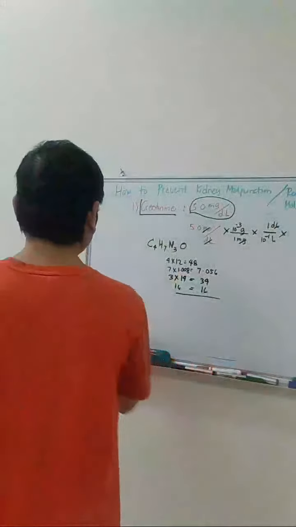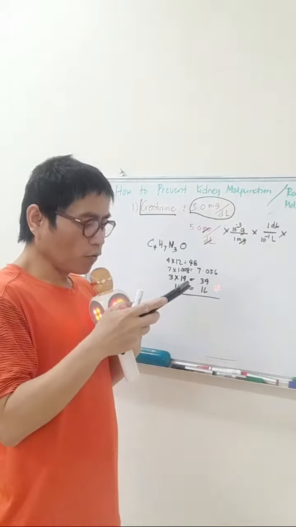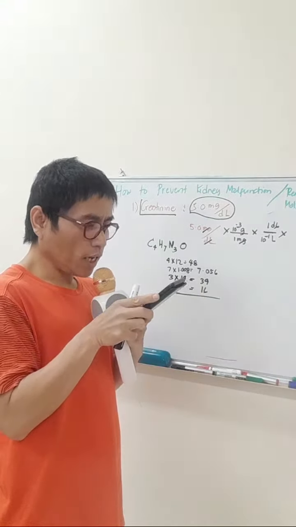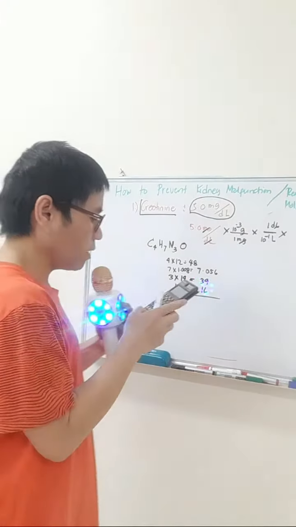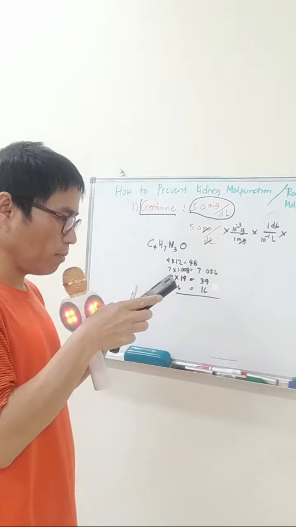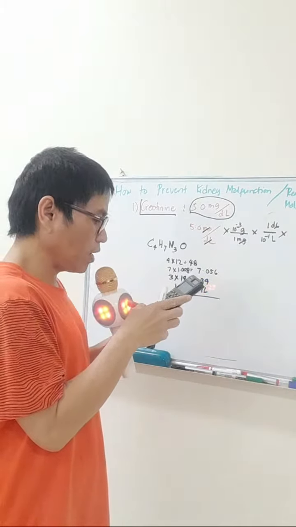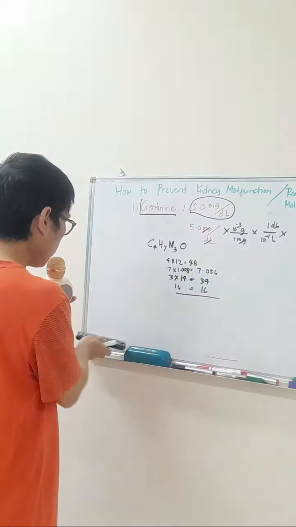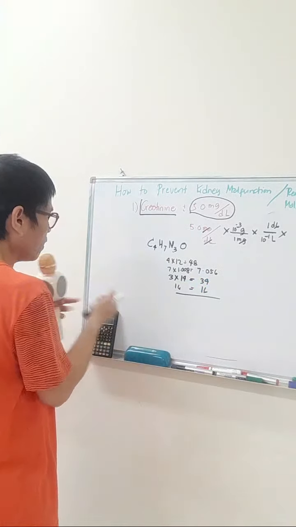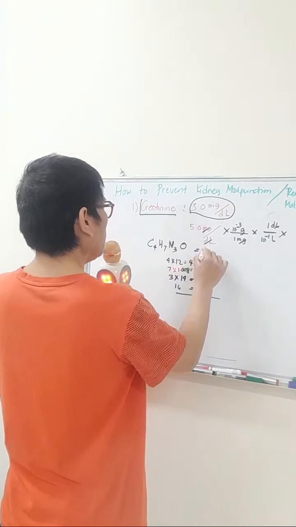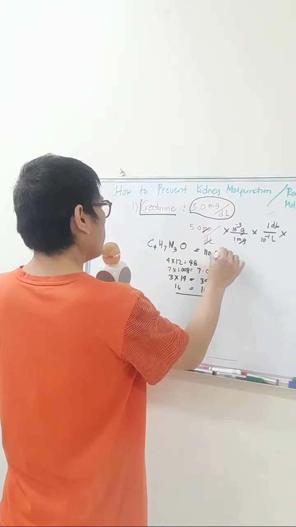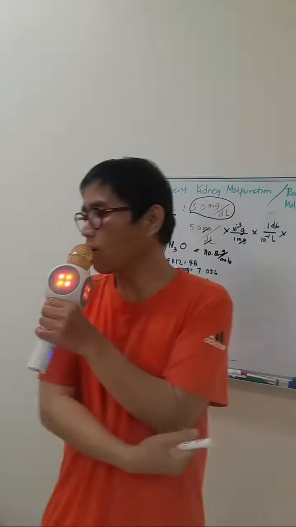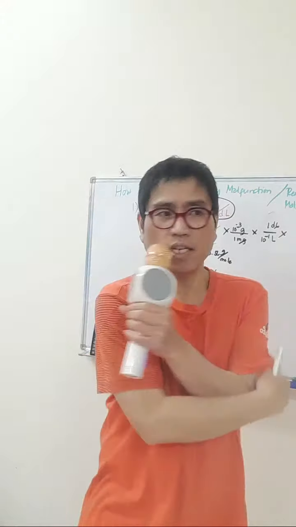Wait guys, 48 plus 7.056 plus 39 plus 16 equals 110.056. The molecular weight of creatinine, grams per mole. Now I will check this on a Google search to see if it is correct or not in the online information, because I don't know if it's correct.